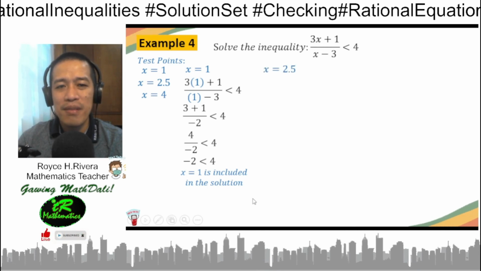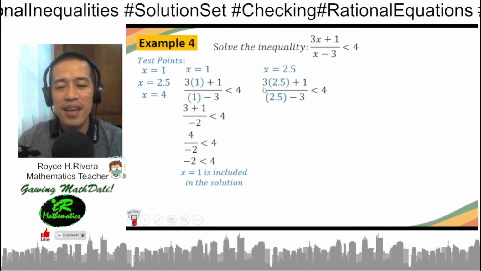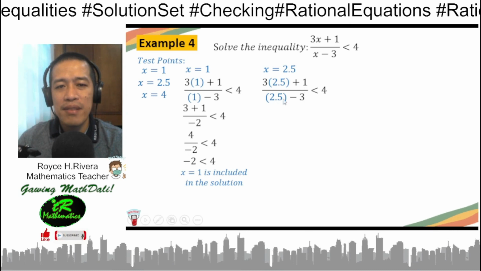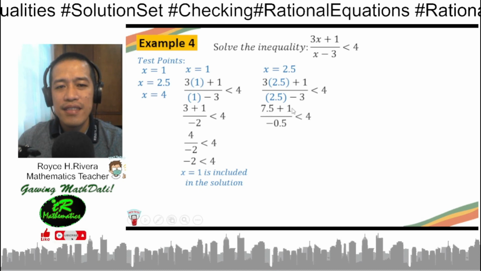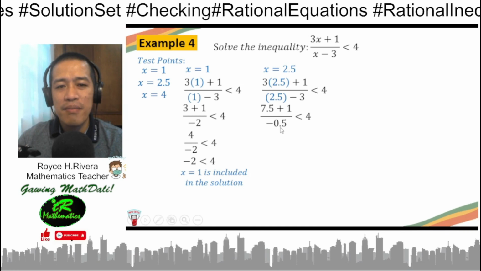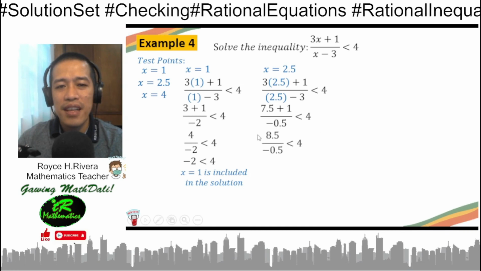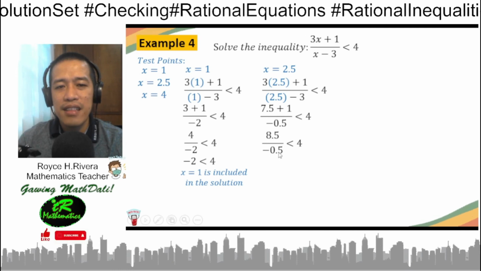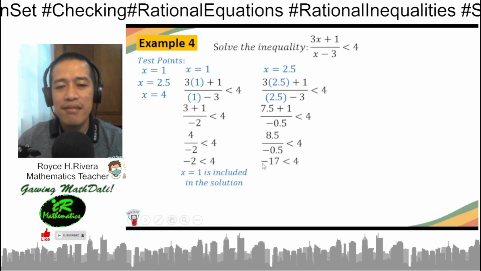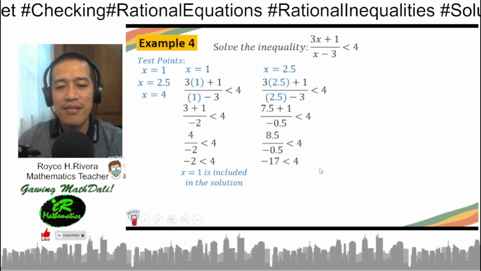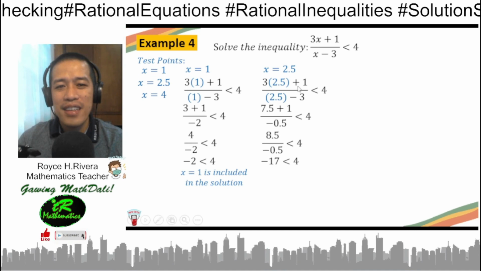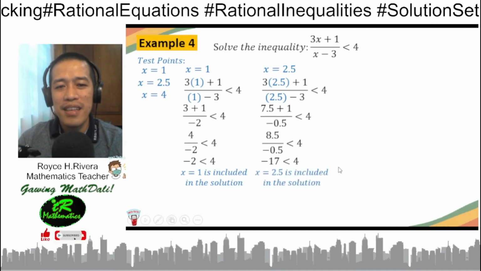Second test point, 2.5. By substitution, we have 3 times 2.5 plus 1 all over 2.5 minus 3 less than 4. Then we will get 7.5 plus 1 over negative 0.5 less than 4. And we will have 8.5 over negative 0.5 less than 4. Getting the ratio, we will get negative 17 less than 4, which is correct. So therefore, x equals 2.5 will be included in the solution.